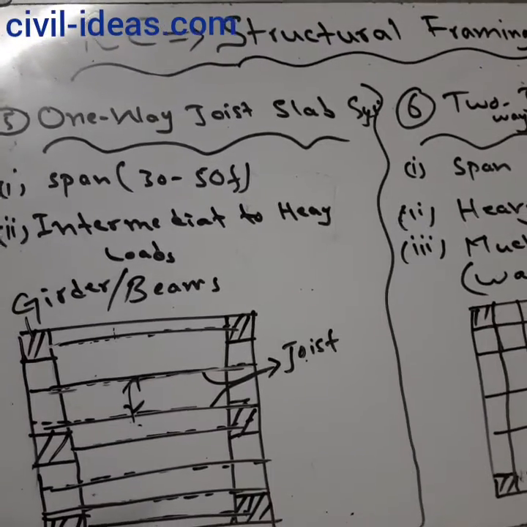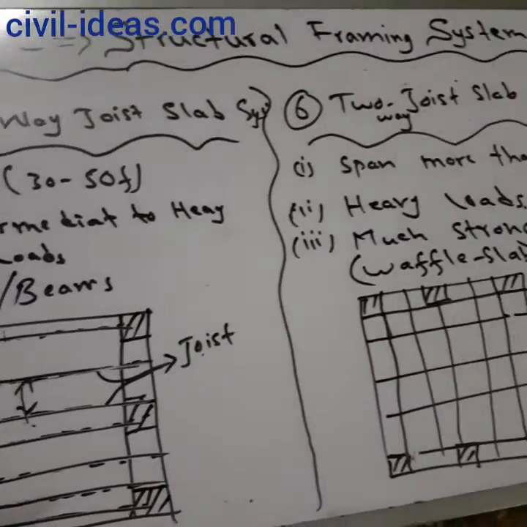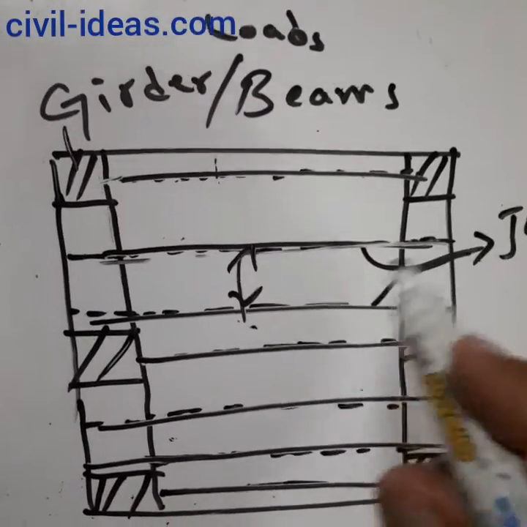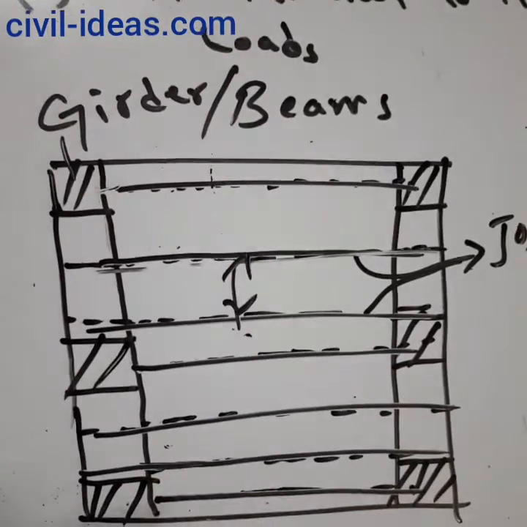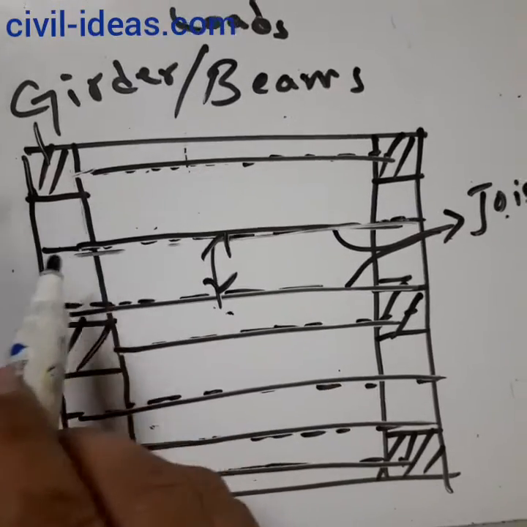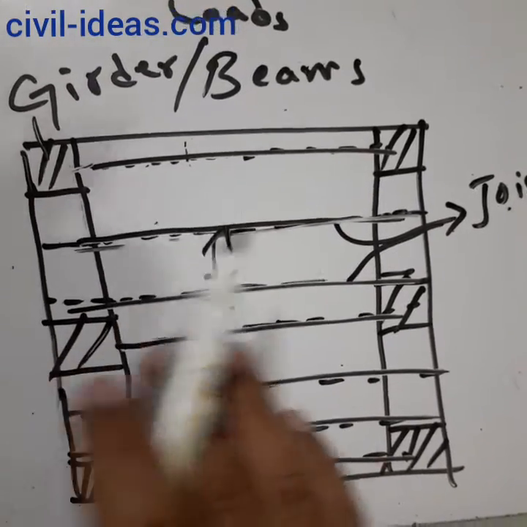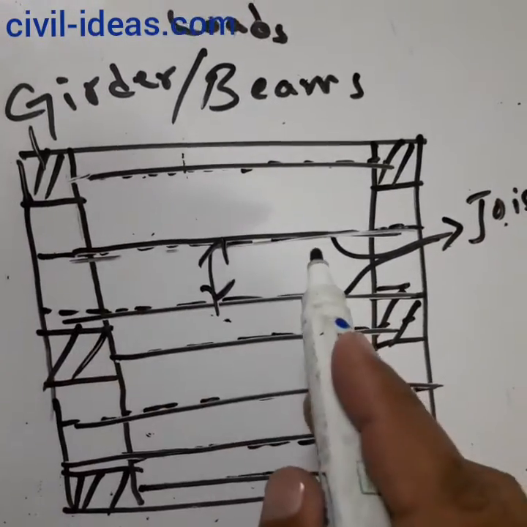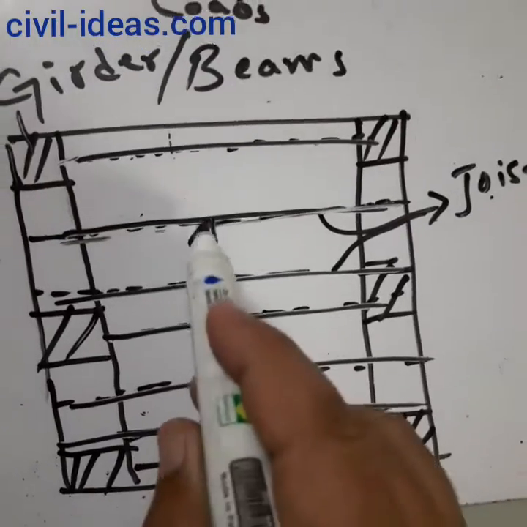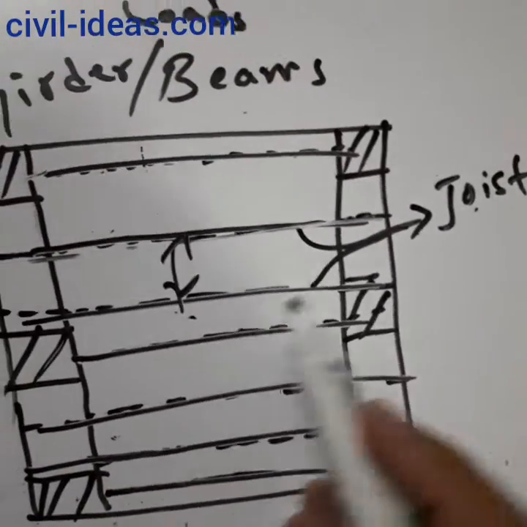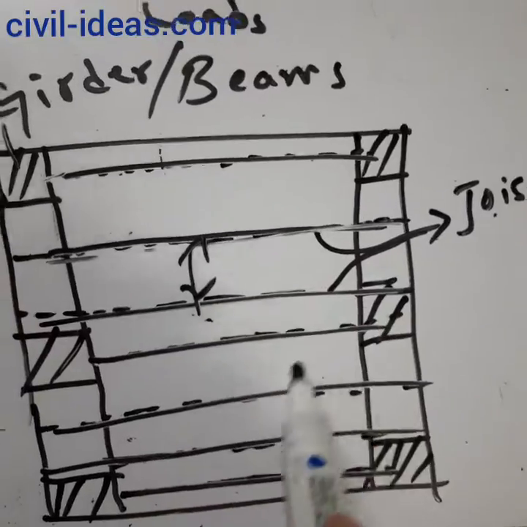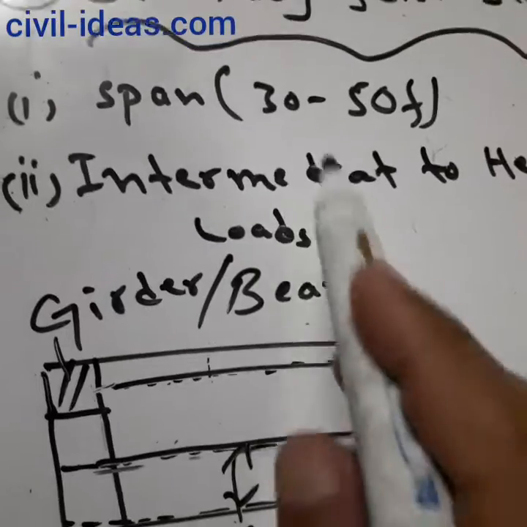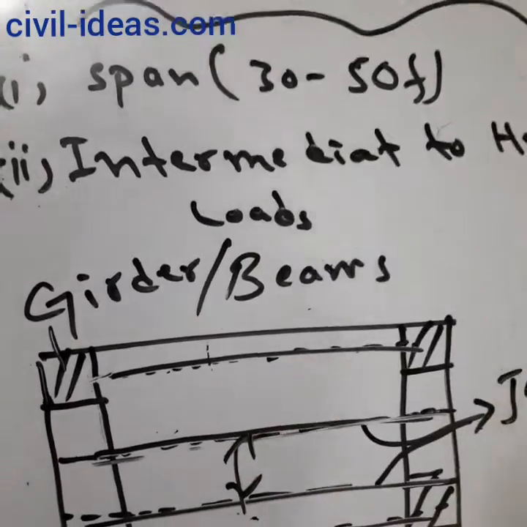The fifth and sixth types of slab system are the one-way joist slab system and the two-way joist slab system. In the one-way joist slab system, the girders are provided at the ends, and the joists, or small cross-section beams, are placed on the girders in one direction. These are the girders, and in the transverse direction the joists are placed at a smaller span. So these are the joists in one direction, and it is normally designed for intermediate to heavy loads, and the span length is between 30 to 50 feet.